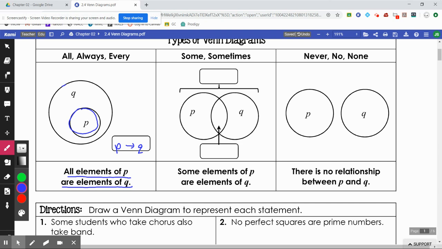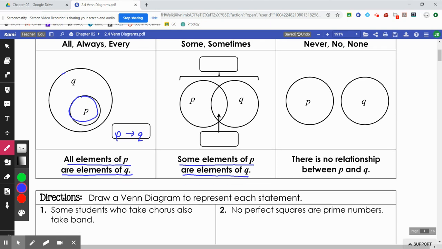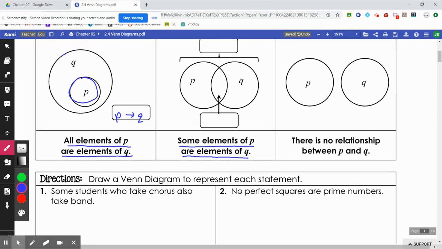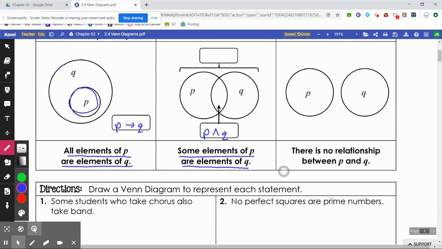The next set, notice that there's some overlap here. That means that there's some things that are in both sets. Some elements of P are also elements of Q, and that would be these right here that are both in P and Q. So since it's in both, think about that, P and Q. That is a great way of representing your and, or as we called it in previous lessons, conjunctions.